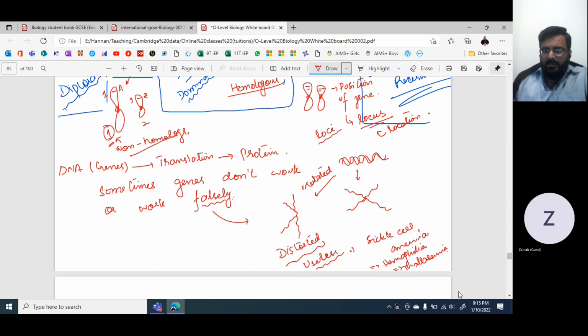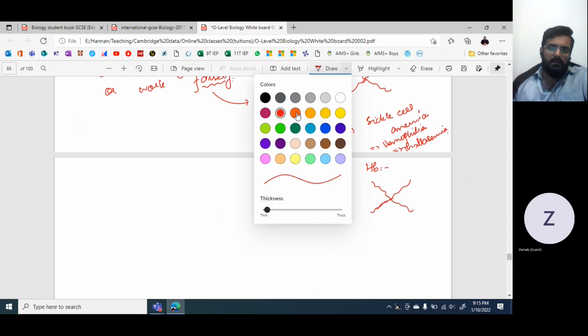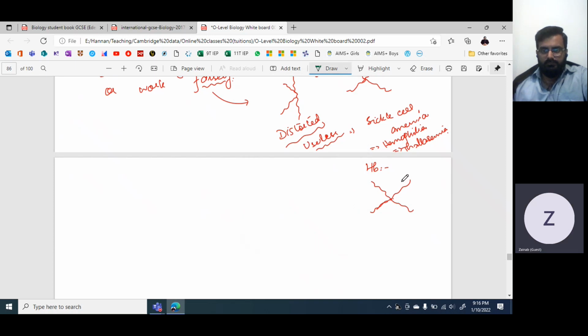Hemoglobin, let me tell you a little bit about hemoglobin again. It is also mentioned as HB. HB is a cluster of four proteins, four protein chains. First chain, second chain, third chain, and fourth chain. What is the function of hemoglobin? Can you tell me? It carries oxygen. Every chain of it contains one molecule of oxygen.